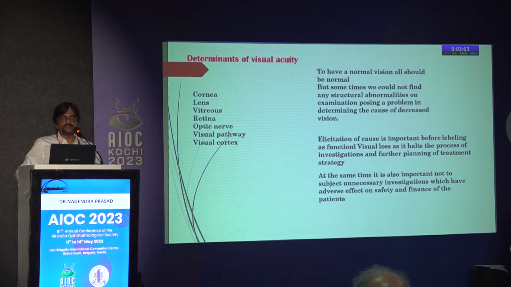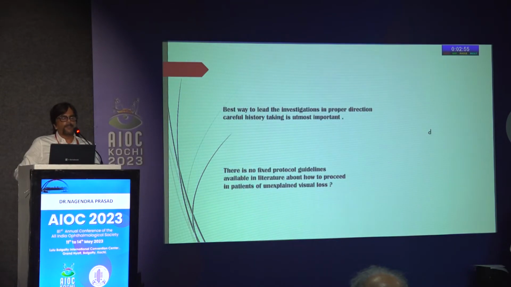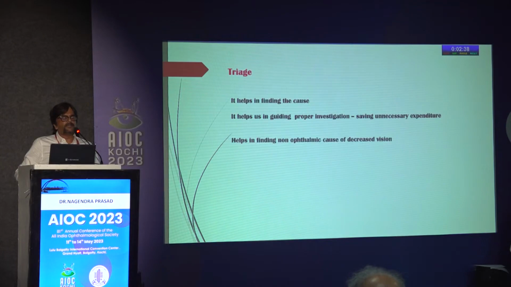At the same time, it is also important not to subject the patient to unnecessary investigation, which has adverse effects on the safety and finances of the patient. The best way to lead the investigation in the proper direction is history taking, which is very important. There is no fixed protocol or guideline available in the literature about how to proceed in a patient with unexplained vision loss. So triaging is important.